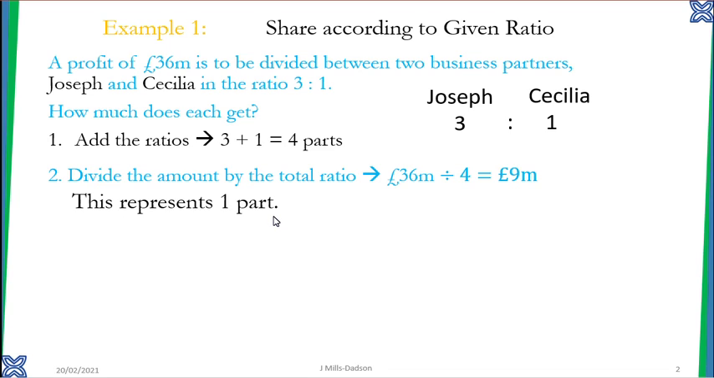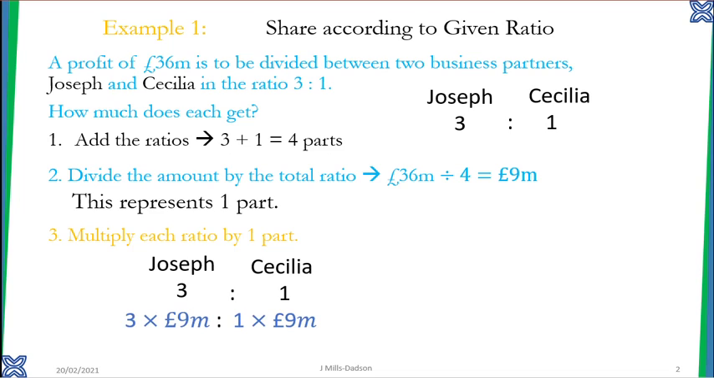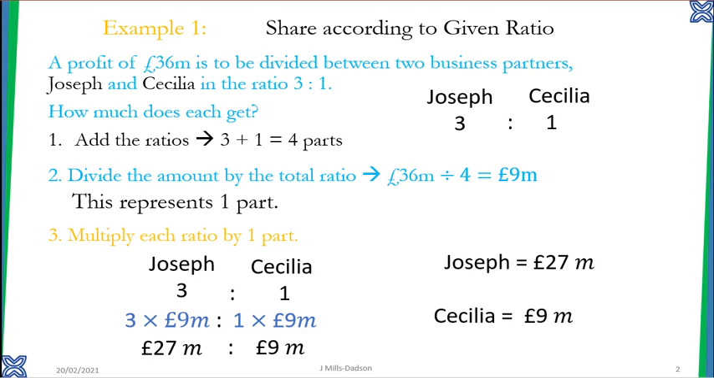Once we know 1 part, it's easy to work out any other part. So you just need to multiply each of the ratio by the amount we got for 1 part. So 3 times 9 for Joseph and 1 times 9 for Cecilia. So we have 27 million for Joseph and Cecilia is 9 million. So our answer is Joseph receives 27 million pounds and Cecilia receives 9 million pounds. And always your final answer, when you add them up, they should equal the amount that they shared.